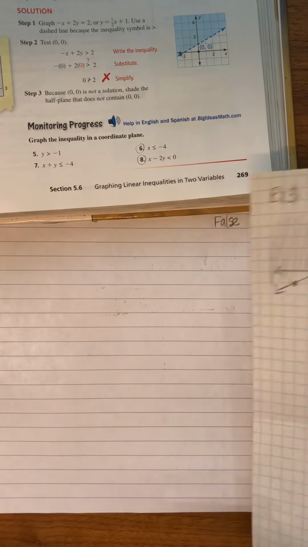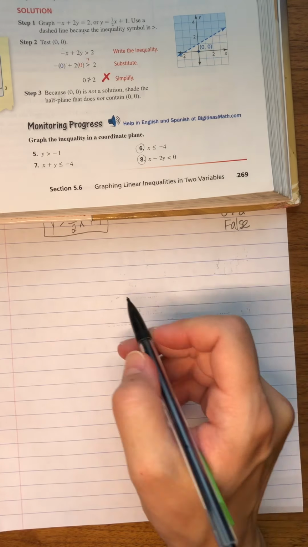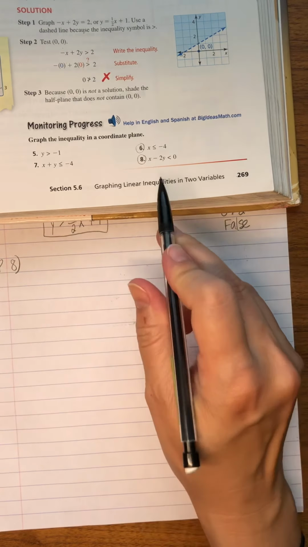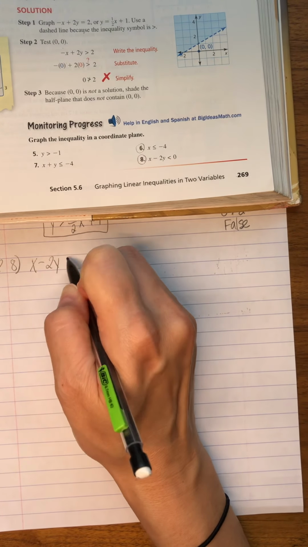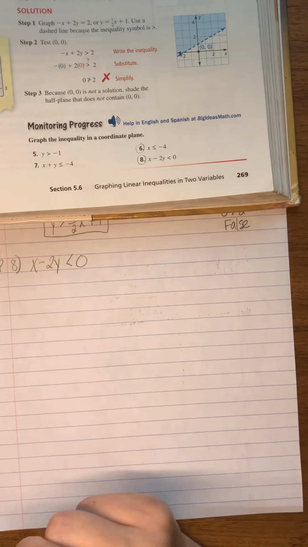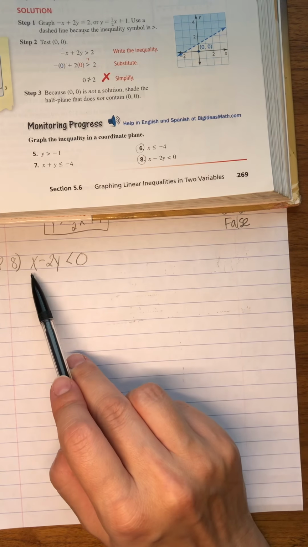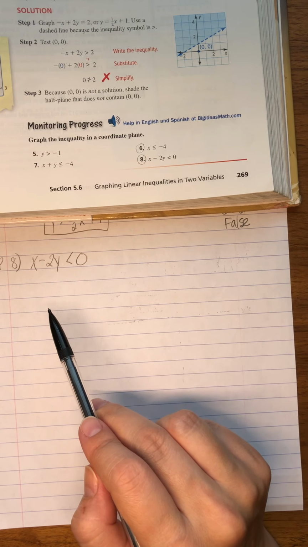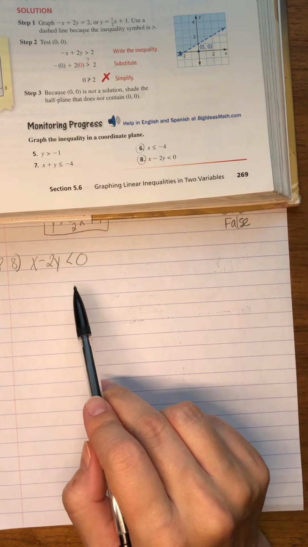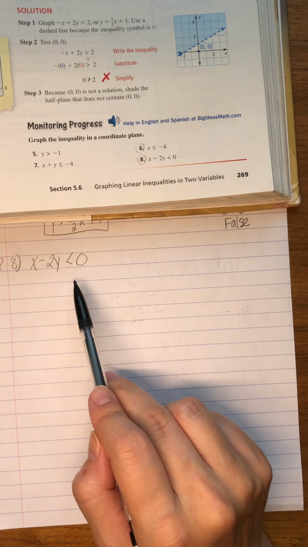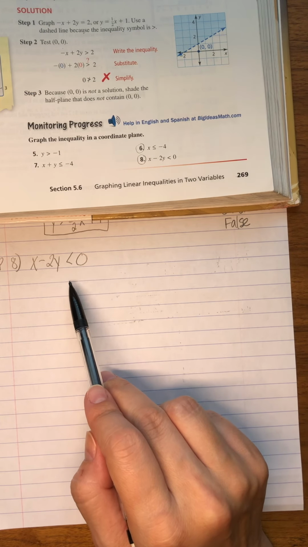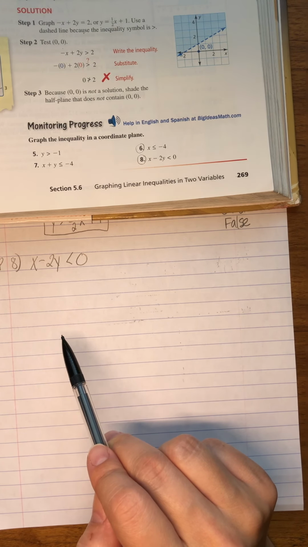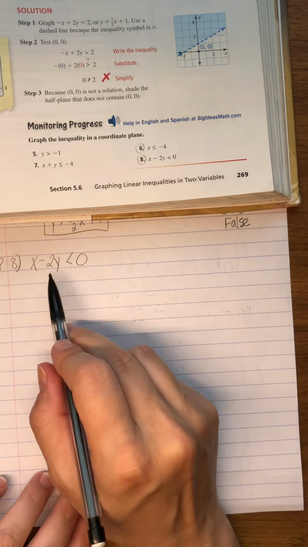Okay, we're going to do one more. We're looking at monitoring progress number 8. And now for number 8, we have a little bit of work to do for this inequality. x minus 2y is less than 0. Since this inequality is in standard form, I either need to put it into slope-intercept form, which is y equals mx plus b, or I can use the x and y intercepts. I like using y equals mx plus b, so why don't we go ahead and solve this inequality for y.